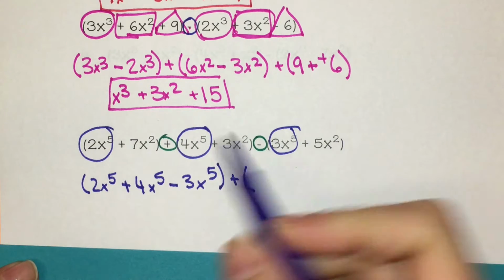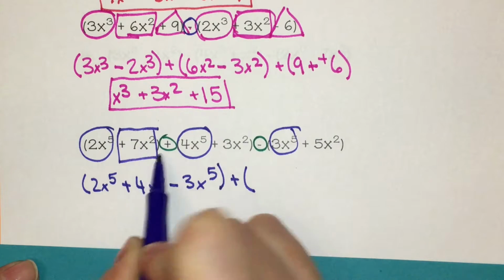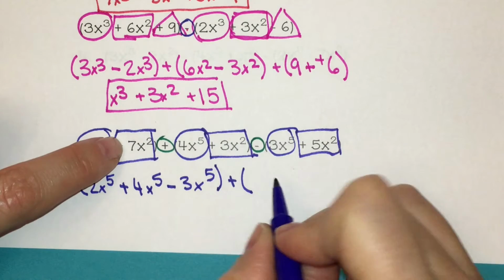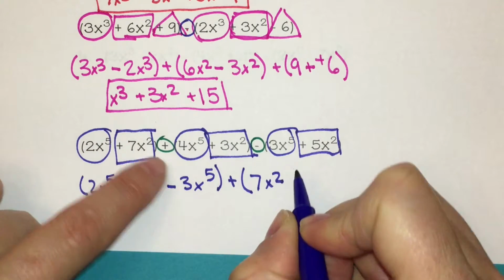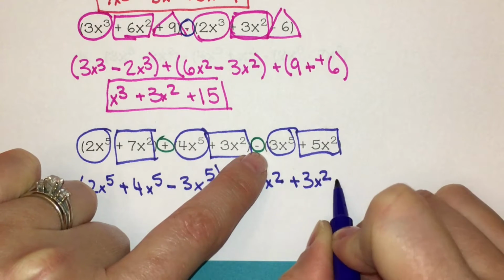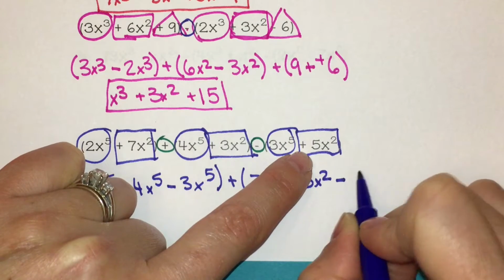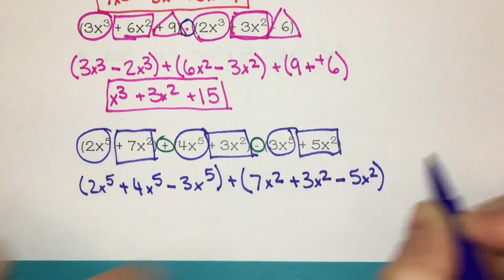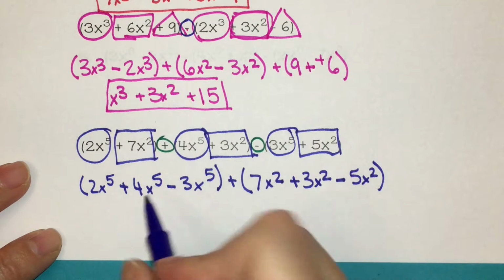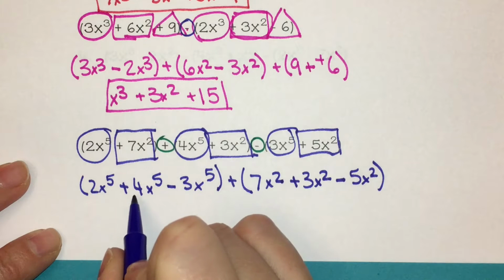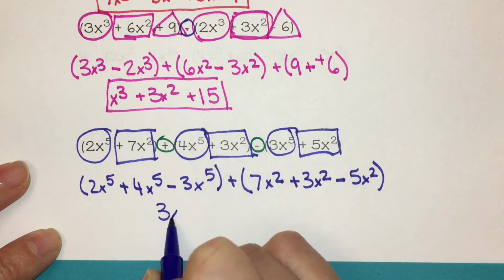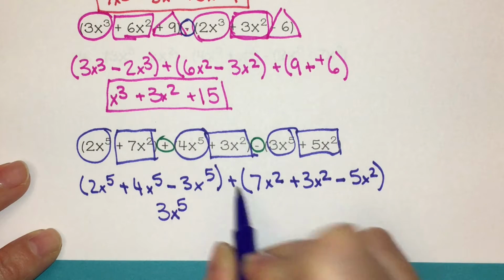Plus, we're going to look at our x squared terms, paying attention to if there's plus or minus in front of them. We have a 7x squared plus positive 3x squared minus positive 5x squared. Now just combining the coefficients, because we're talking about the x to the 5th term, 2 plus 4 is 6, 6 minus 3 is 3x to the 5th.